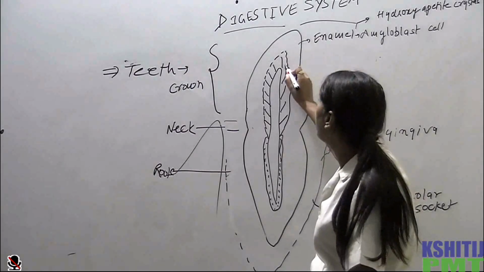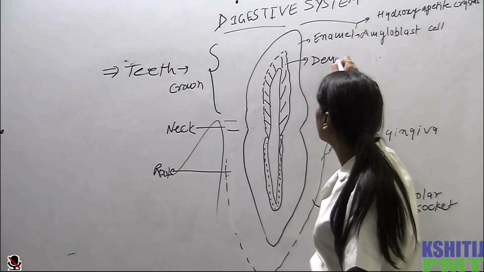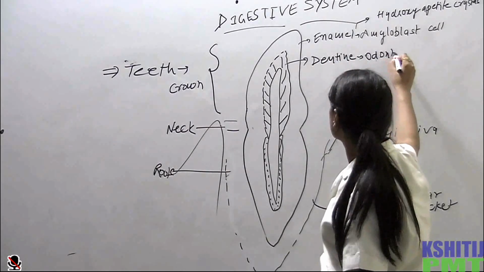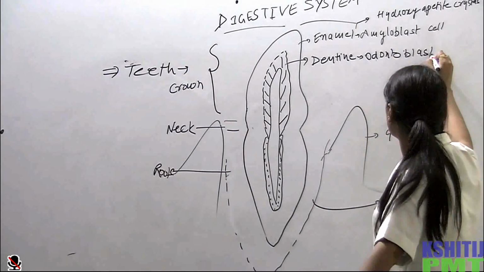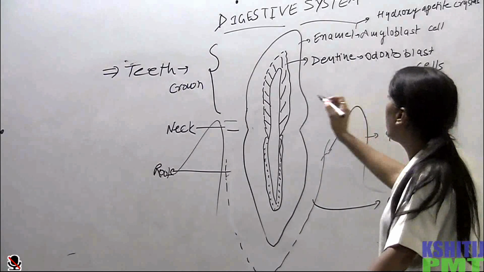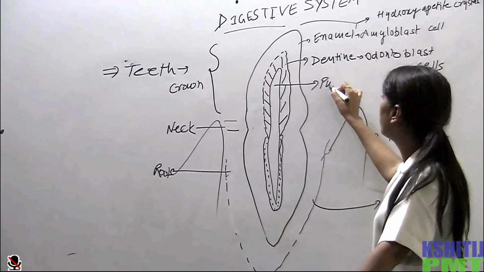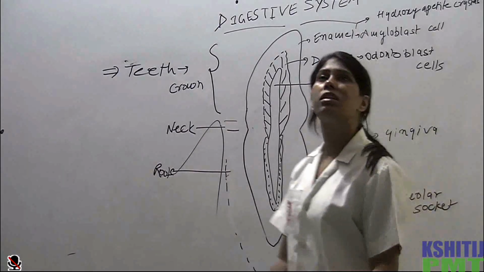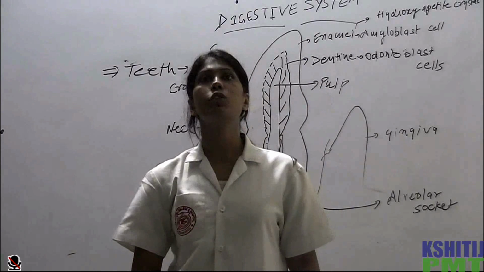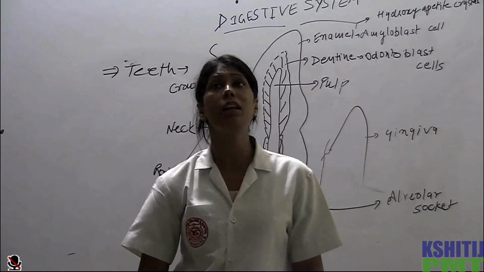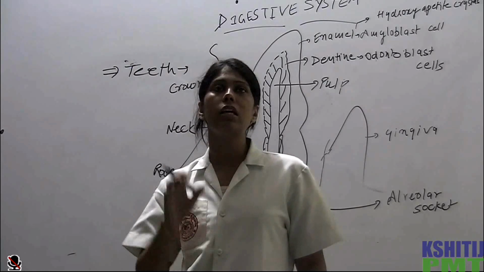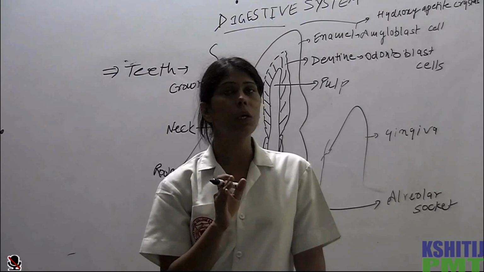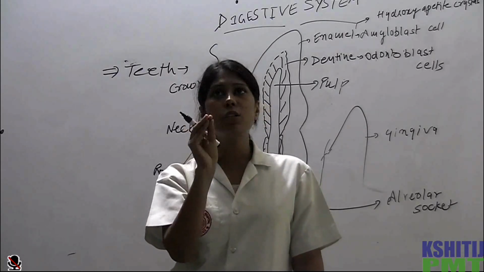After that, we have dentin. Dentin is secreted by odontoblasts. And inside that we have pulp. Pulp is the only vital part which is present inside the teeth. Vital means living part. The rest of the tooth is made up of organic and inorganic substances which are not vital. This pulp is the only part which is vital, which is living.